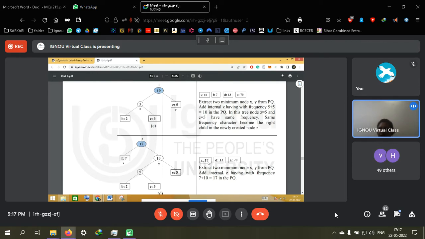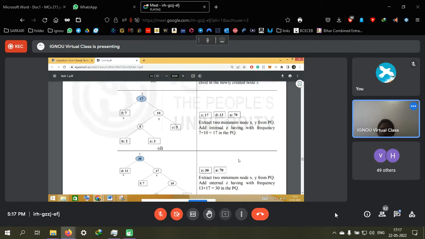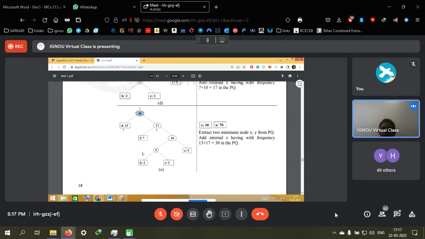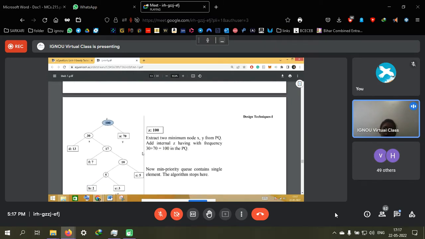So again we have 17 and we have 13. Then A is 70. Now we have to pick again the smallest. It is 17 and 13. We will get 30. And again, in the last, we have a 70. We added, 100.